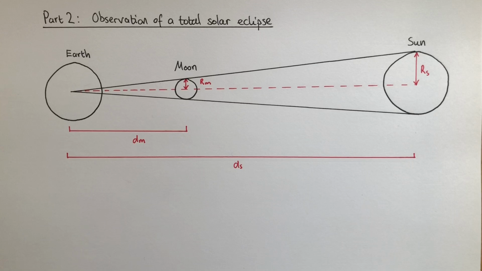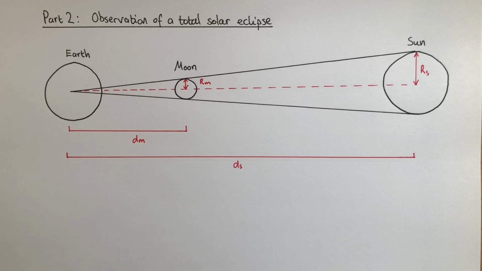The second calculation of Aristarchus is based on the observation of a total solar eclipse. A total solar eclipse occurs when the Moon moves between the Earth and the Sun, causing a shadow to be cast on part of the Earth as you can see in the diagram.